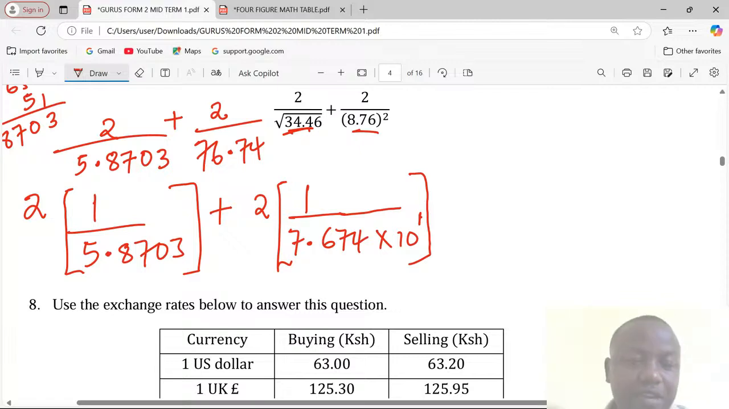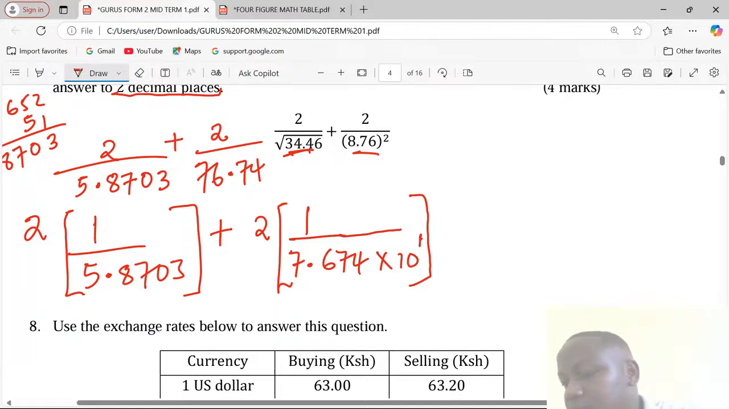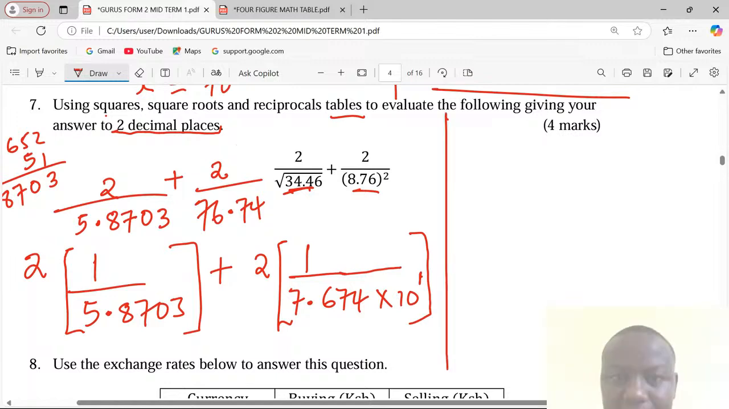Okay, so now let me go to the reciprocal table. I have to read the reciprocal of 5.8703. Because it is a 4-figure table, we cannot read anything, either reciprocal, squaring, or cube, for a number beyond 4 significant figures. Therefore, I have to make it 4 significant figures, 5.870. Then I also read for 7.674. Let me underline my space here so that I use it wisely.